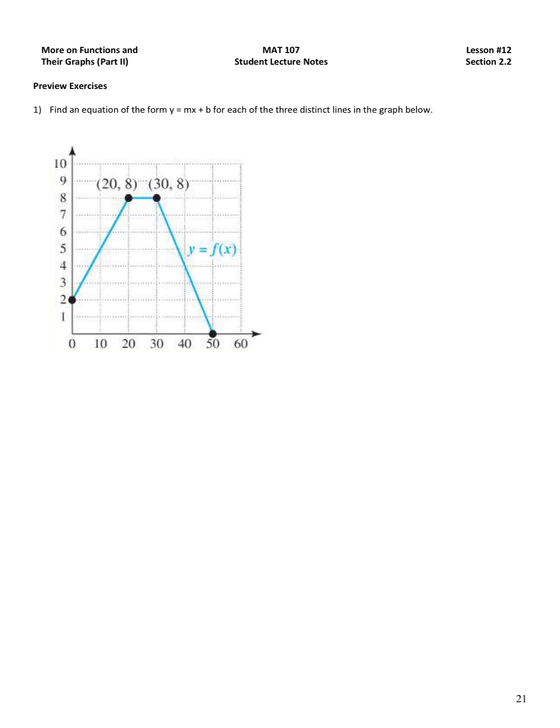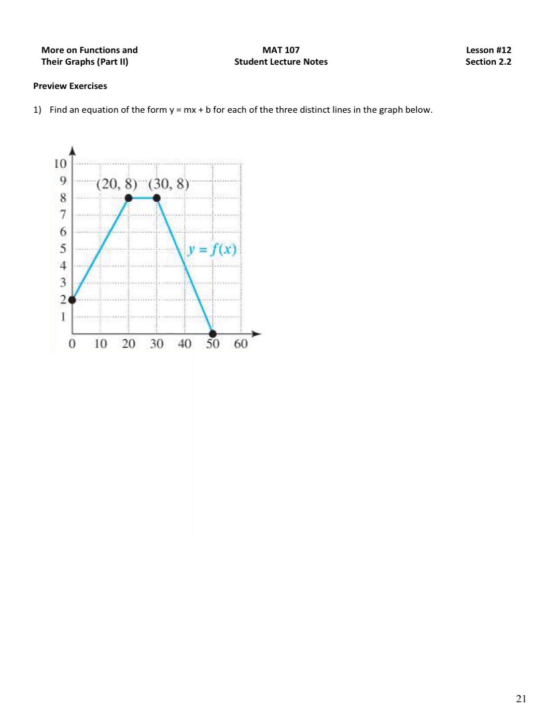These are the preview exercises for college algebra, lesson 12. Find an equation of the form y equals mx plus b for each of the three distinct lines in the graph below. So this is just a reminder on how to find the equation of a line. So I've got line 1, line 2, line 3.